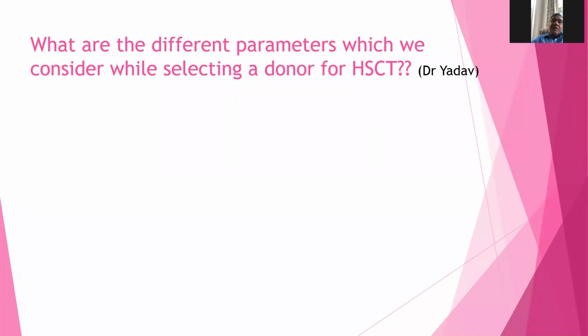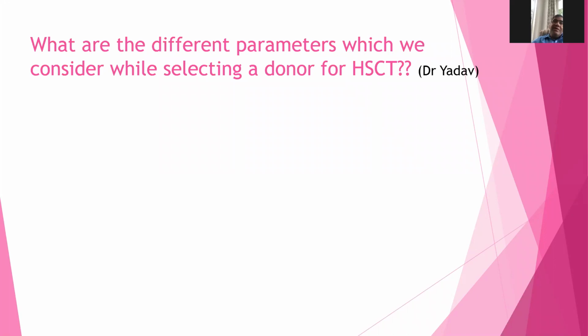Then comes your ABO matching. The blood group shouldn't be a major mismatch. That means when you're infusing the cells, there shouldn't be much hemolysis happening, and there shouldn't be too many antibodies against the donor red cells, so that there are no immediate problems at that time, and later on engraftment issues of the red cells are not there. So if possible, we avoid a major ABO mismatch.